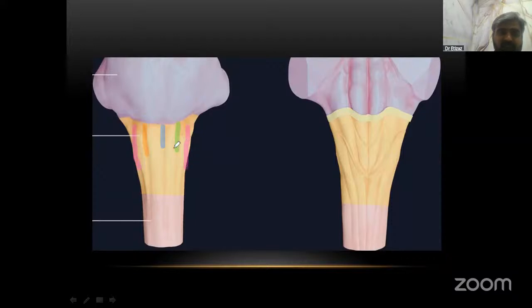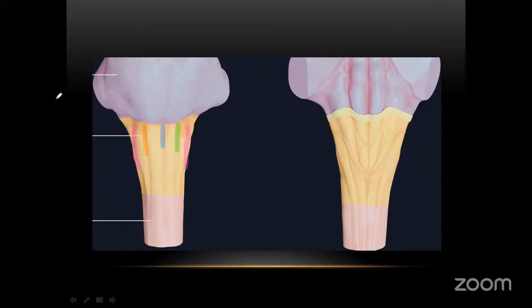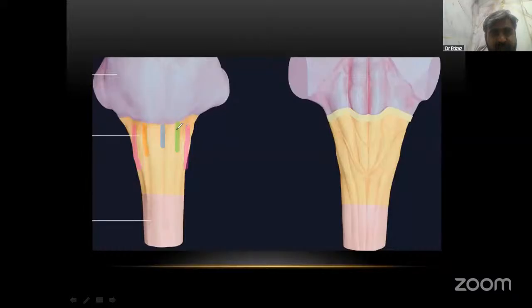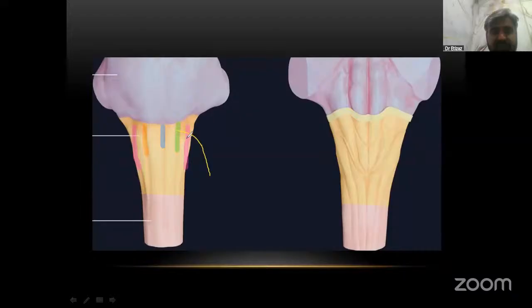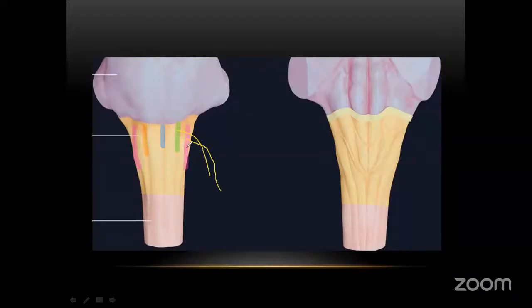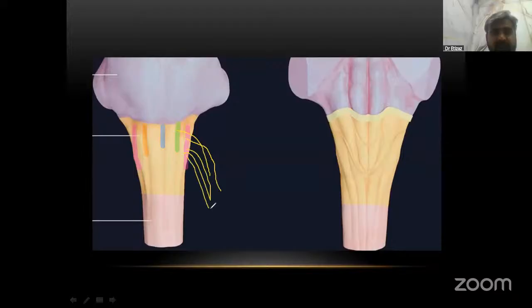We went through this yesterday: from the anterior lateral sulcus, that nerve arises. Which one? The 12th, the hypoglossal nerve. And the posterior lateral sulcus gives rise to the 9th, 10th and 11th. So this is about the anterior surface, a brief introduction.